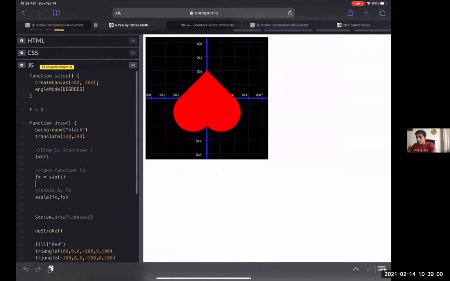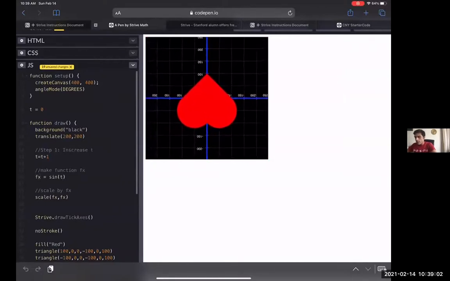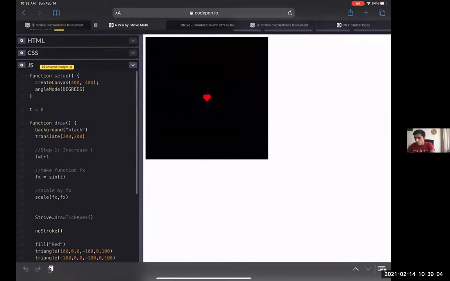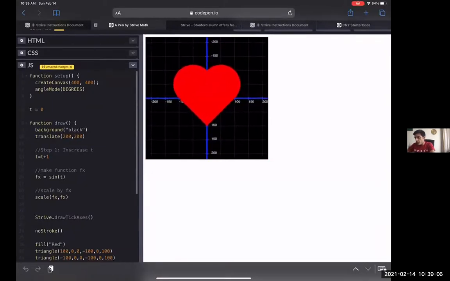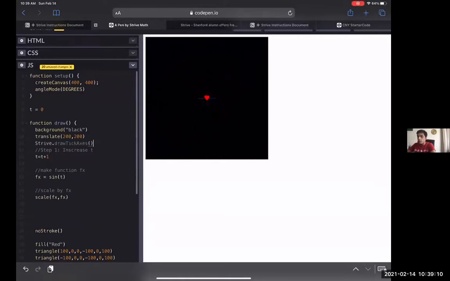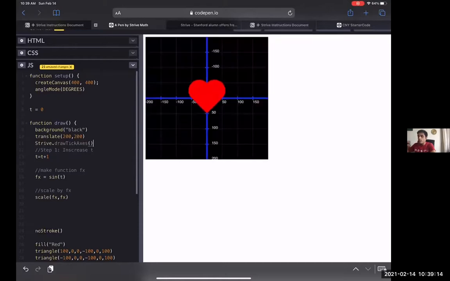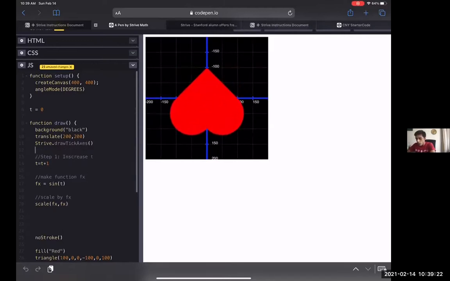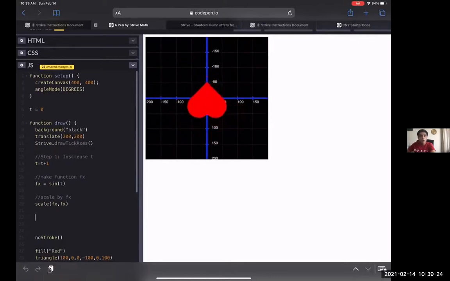Okay, so this part everybody can follow along. Some of you are saying that your tick axes are staying fixed. If your tick axes are staying fixed, that means you put the tick axes before scale. If the tick axis is before scale, then your tick axis will stay fixed and your heart will beat. If your tick axis is after the scale line, then your heart will not beat. So maybe we can leave it like this.